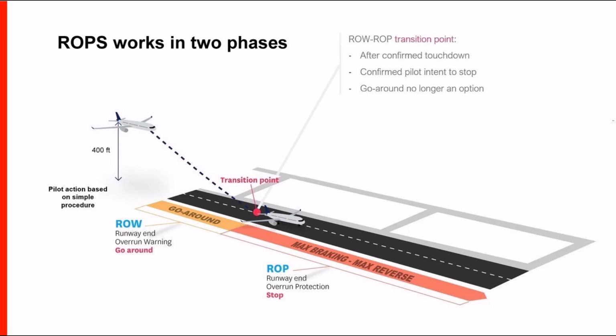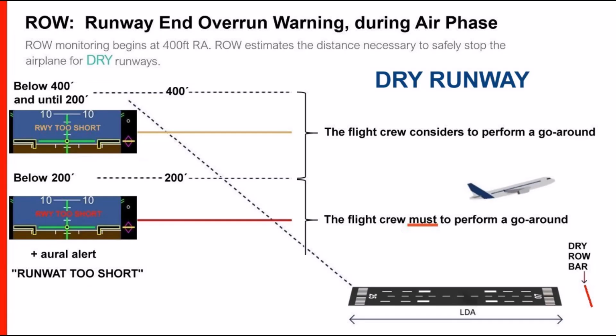The Runway End Overrun Warning function, ROW, works in the final stage of the approach up to the transition point, and the Runway End Overrun Protection function, ROP, works once on ground until the aircraft decelerates below the inhibition speed. The ROP functions calculate wet and dry landing distances in real time for current conditions and compare them to the landing distance available of the runway. Let us see how the system works.